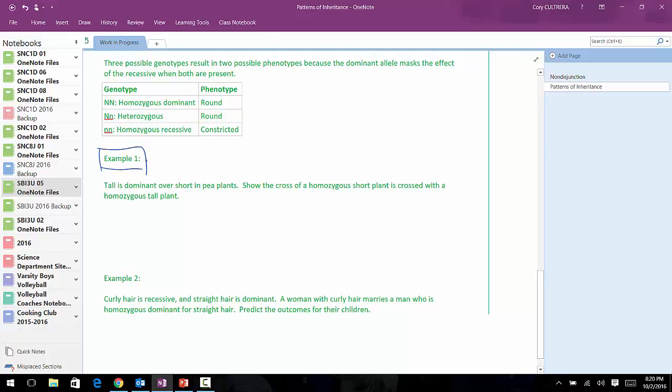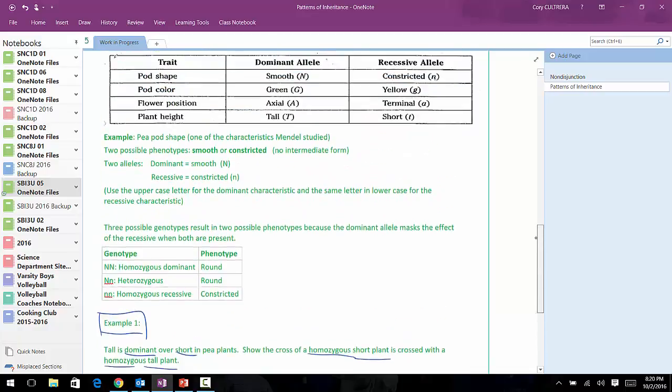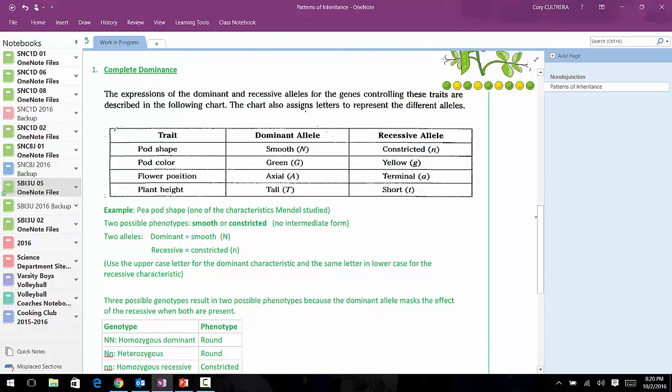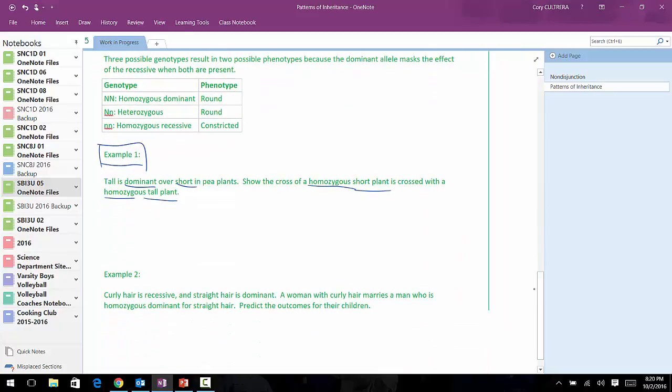And it tells us that tall is dominant over short. And it wants us to show a cross of a homozygous short plant with a homozygous tall plant. So we can go back up to our chart here, and they've already given us letters, so we use a capital T for tall and a small t for short. So I always start by writing that in just so you know what your alleles are. Capital T for tall, little t for short.